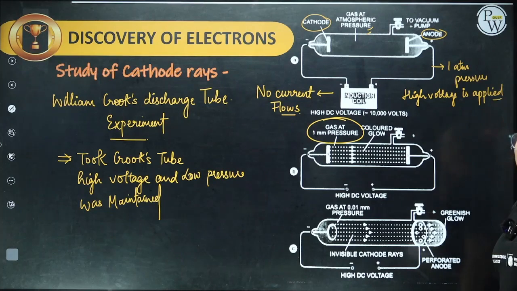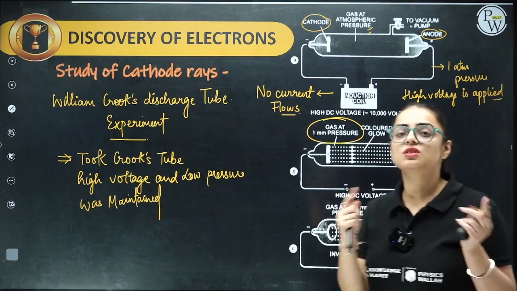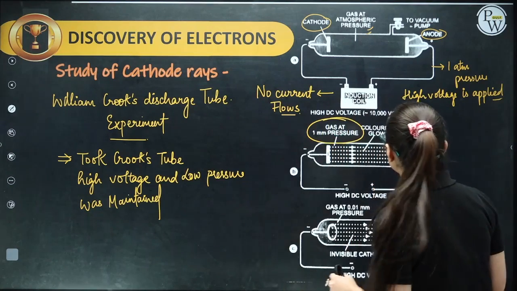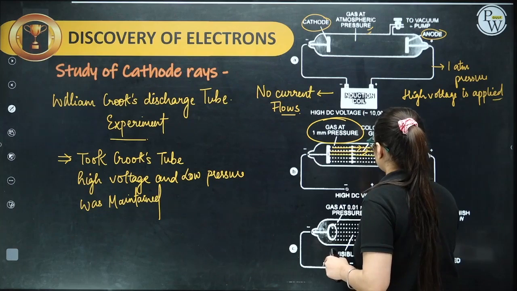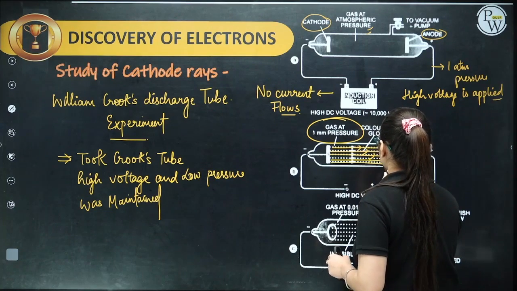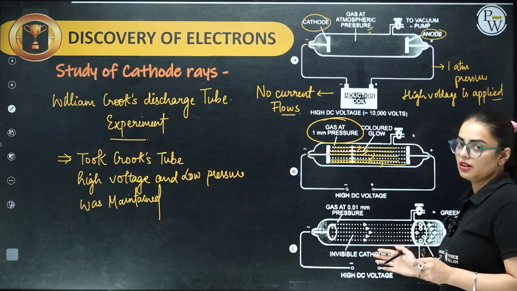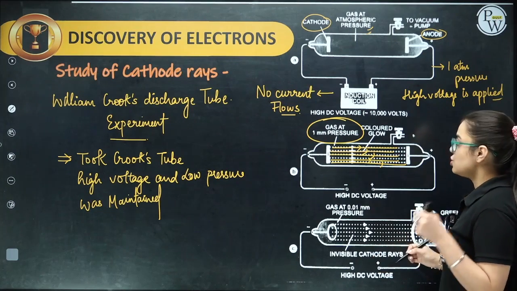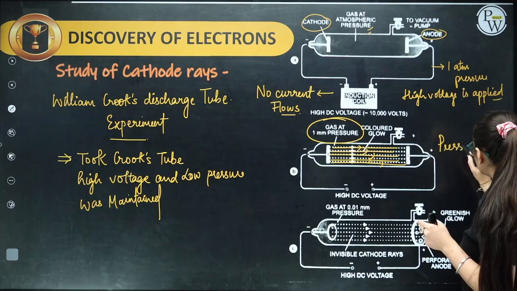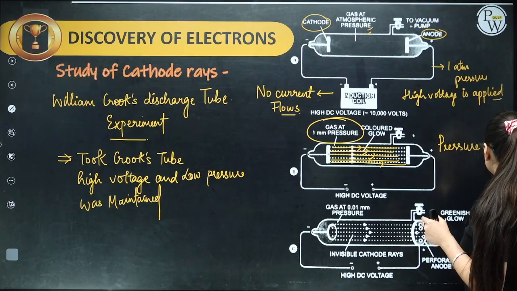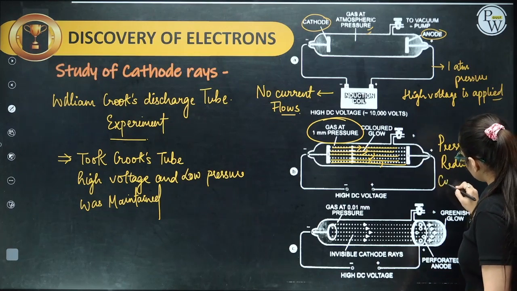When the pressure was reduced, it was observed that there were some rays traveling from one end towards the other end. As you can clearly see, the rays are traveling like this. From the cathode, some rays are traveling. So this happened when the pressure was reduced. When the pressure was reduced, current started flowing.